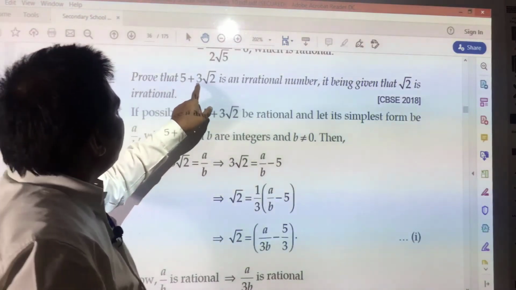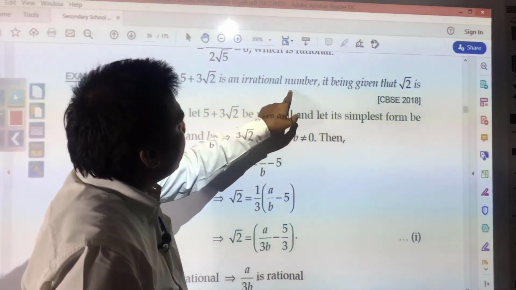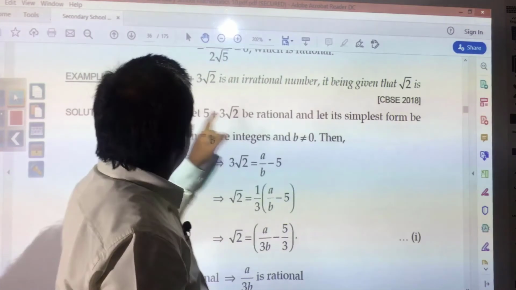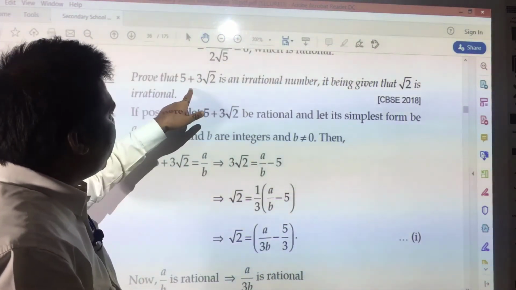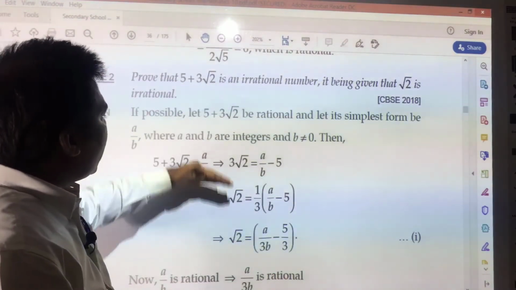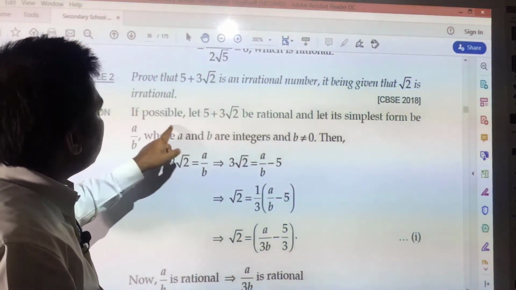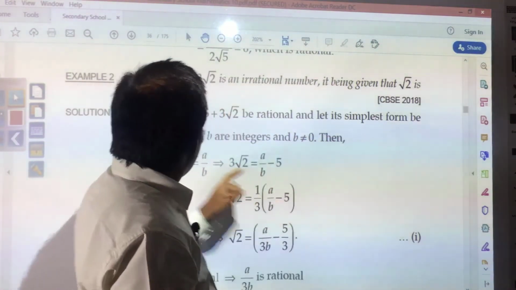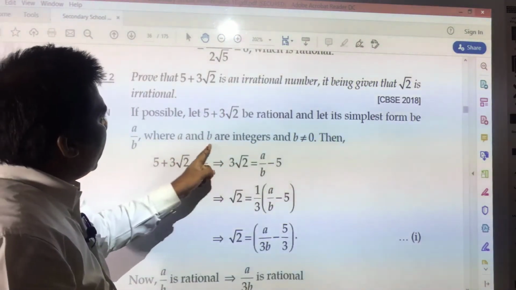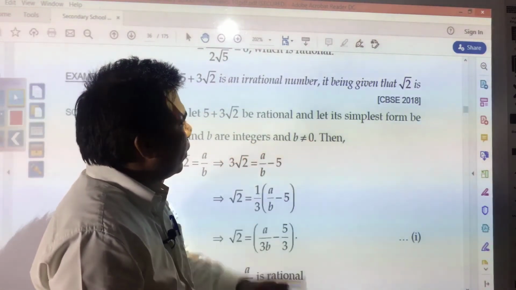Prove that 5 plus 3 root 2 is an irrational number, it being given that root 2 is irrational. This type of theorem you have already done, so there should not be a problem. Just go through how it has been done. If possible, let 5 plus 3 root 2 be rational and let its simplest form be a by b, where a and b are integers and b is not equal to 0.